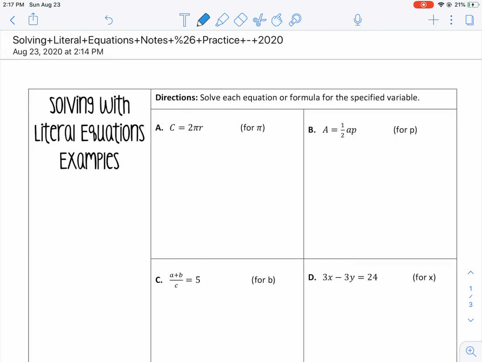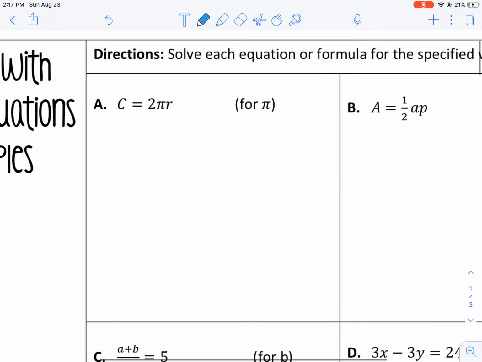So very similar to what we've been doing the rest of this week with solving linear equations. But today we're going to be talking about literal equations, which are equations of more than one variable. So you guys definitely did this in Algebra 1. I don't know if you remember it or not. It's something that a lot of you guys have trouble with in Algebra 1, but it's really important, especially for some of the stuff that's going to be coming up next week.